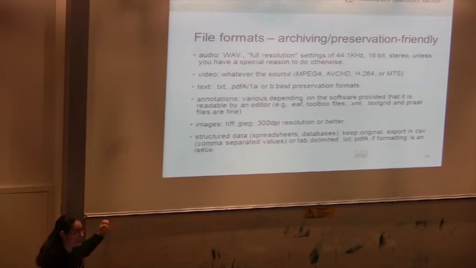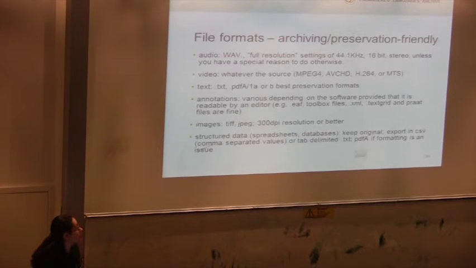Text is very stable. It's text: .txt, tab delimited, comma separated files, or PDF/A-1b or A, if it's documents that have formatting information that you need to preserve. As I said, annotation files will depend on the software, provided that it's readable by an editor. So ELAN, Toolbox, Flex, what else are you using? Transcriber, they all output or can export in XML, or their formats are already preservation friendly, because you can open them with an editor and you can read the content.